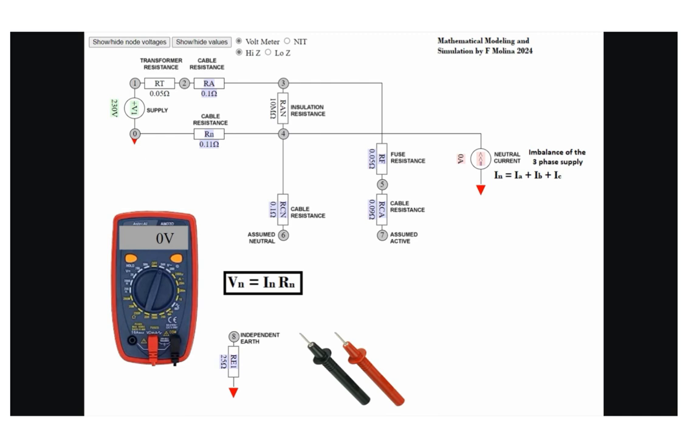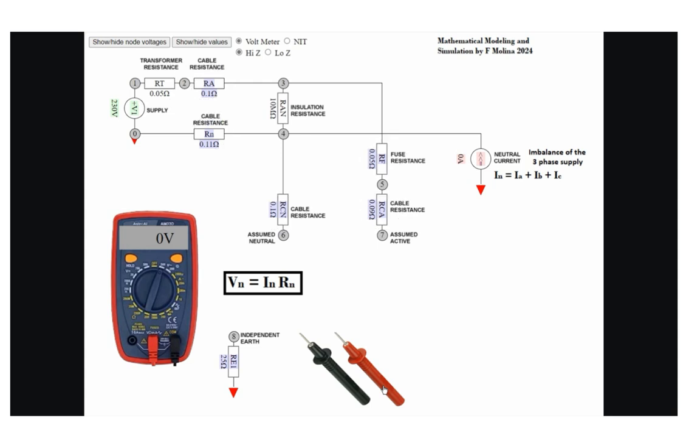In this circuit model, R, Cn and RCA represent the cable resistance in the service line. RF is the fuse resistance. RA and RN are the resistances of the network lines. Transformer RT resistance is also included.